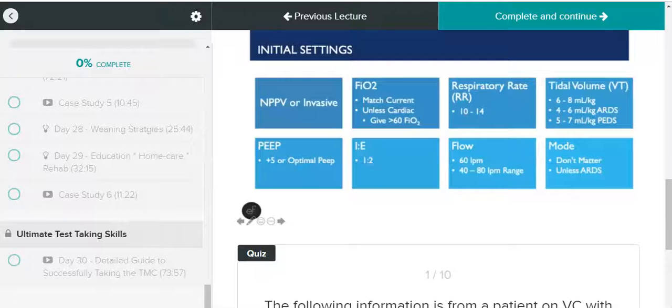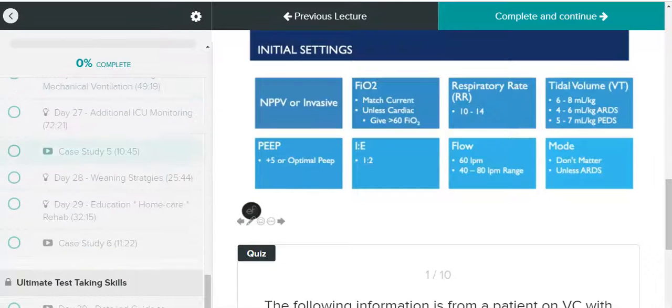Another thing I noticed when I was really reviewing the matrix for 2020 is a lot more of the questions I think are going to be involving spontaneous modes, or at least spontaneous breaths on an SIMV type mode. So it's something we really want to make sure they're understanding.